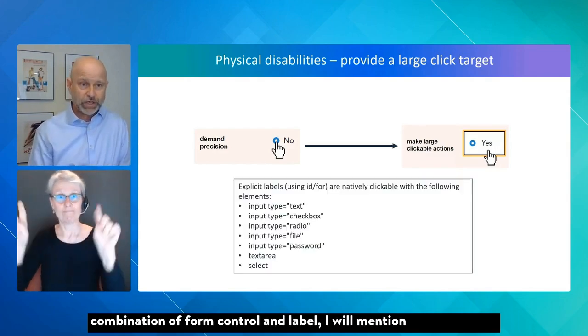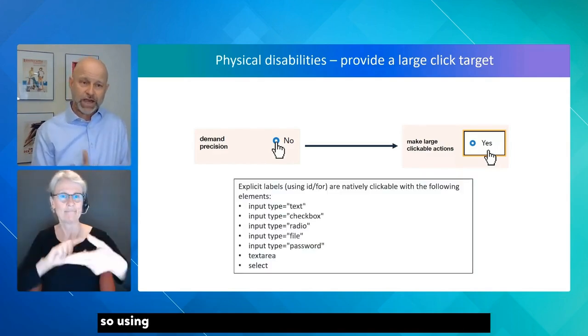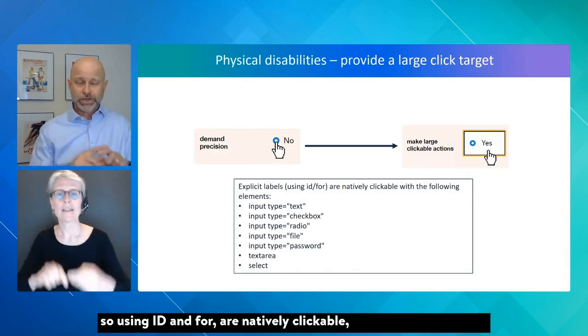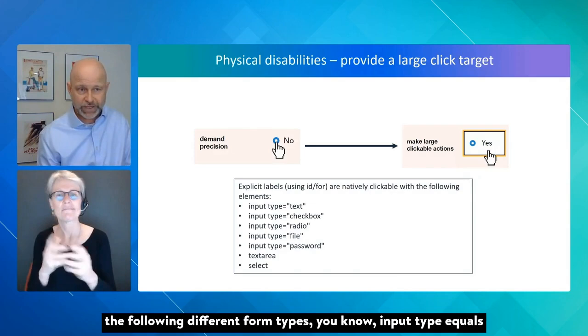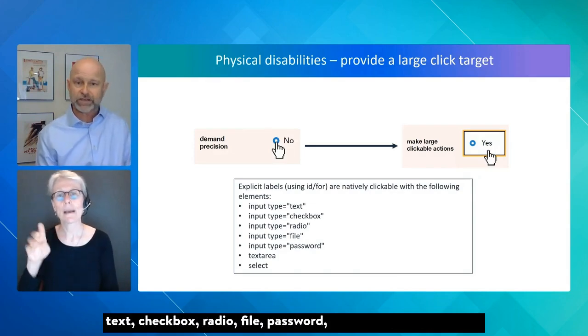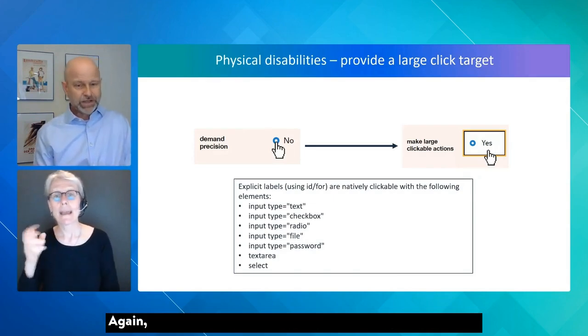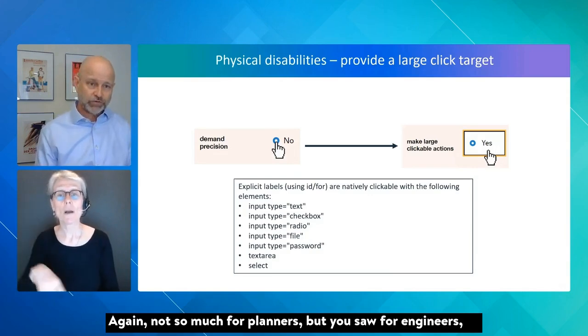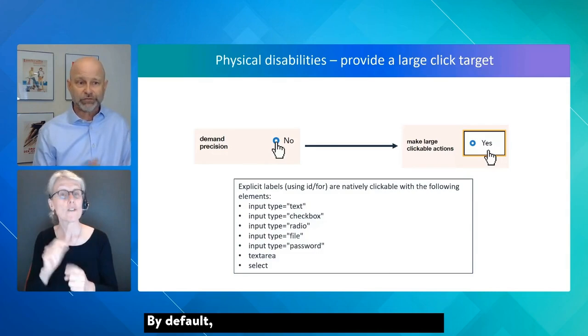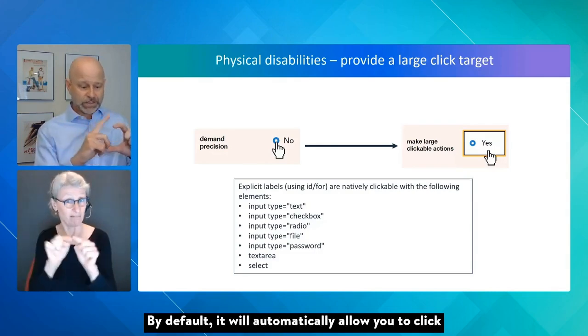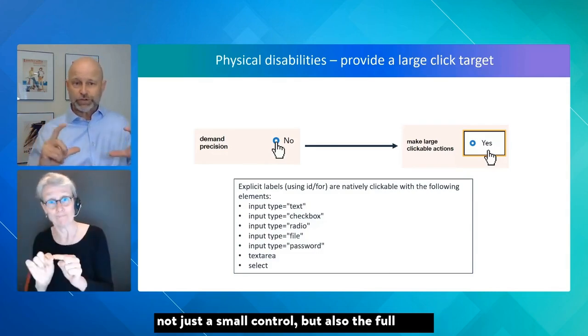I will mention explicit labels. Using ID and for are natively clickable. All of that works for the following different form types: input type equals text, checkbox, radio, file, password, textarea, and select box. Again, not so much for planners, but you software engineers. So if you're creating a radio button, do the input type equals radio. By default, it will automatically allow you to click not just a small control, but also the full label.